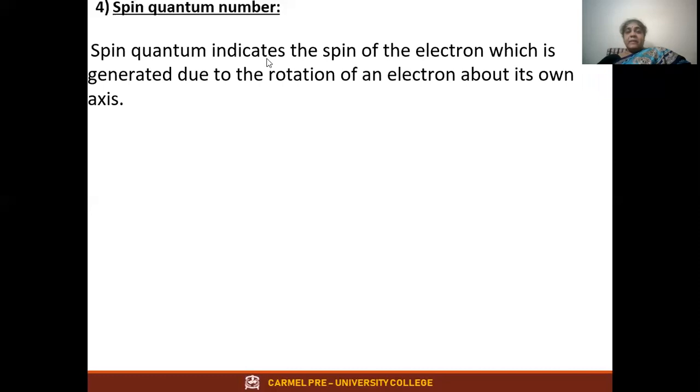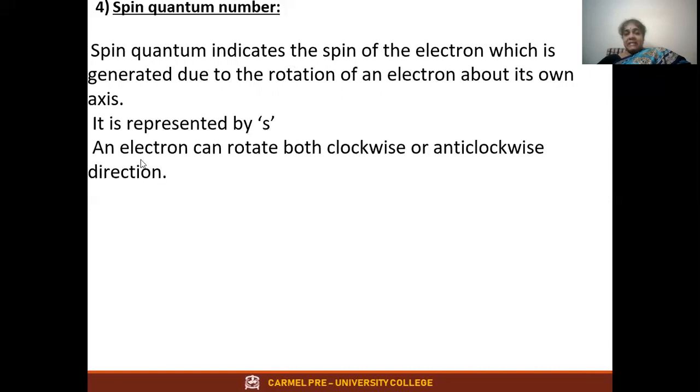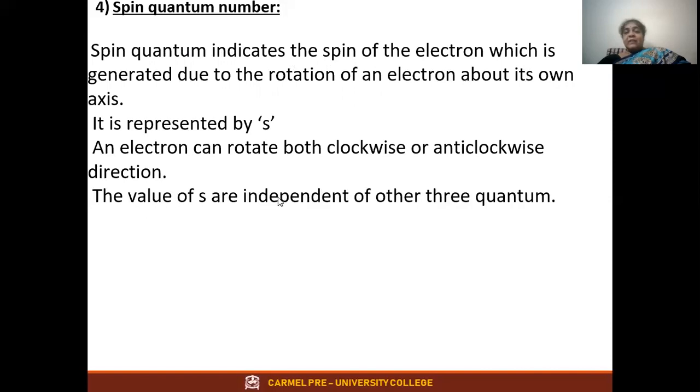Now last is the spin quantum number. Spin quantum number indicates the spin of electron, which is generated due to the rotation of electron about its own axis. It is represented as s. An electron can rotate in both clockwise and anti-clockwise direction. The value of s is independent of the 3 quantum numbers. So spin quantum number tells you the spin of the electron. Electrons can spin clockwise or anti-clockwise.